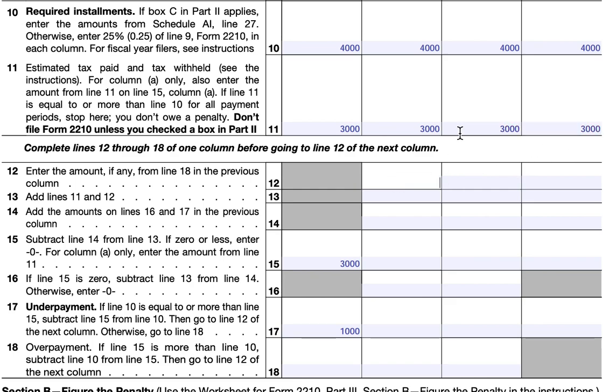So from here, you're going to carry them out. That's from line 18, which is 0. You're going to add lines 11 and 12, which is $3,000. You're going to add the amounts from line 16 and 17 in the previous column, which is basically $1,000 that you still owe. Then you're going to subtract line 14 from line 15. So that gives you $2,000.